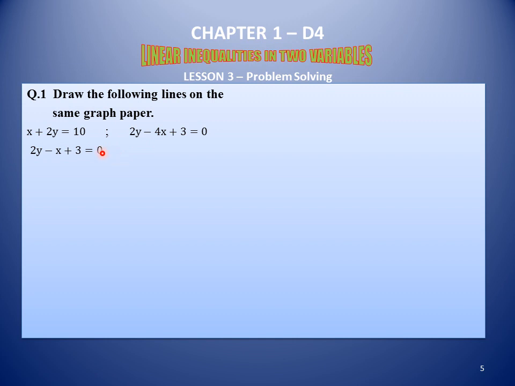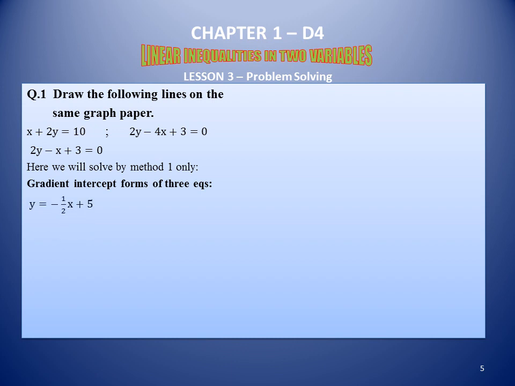Now in this case I will use only one method, and that is gradient intercept form. You know that to draw the graph of linear equations we write each equation in gradient intercept form first. So what will be the gradient intercept form of the first equation, x plus 2y is equal to 10? Write it, hurry up please. Complete it.